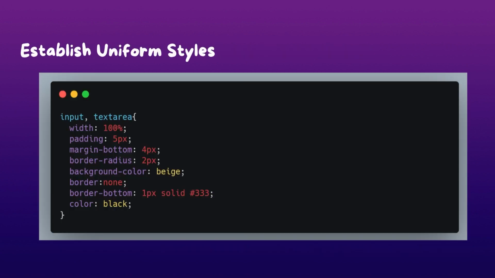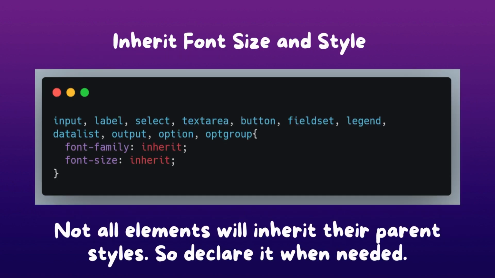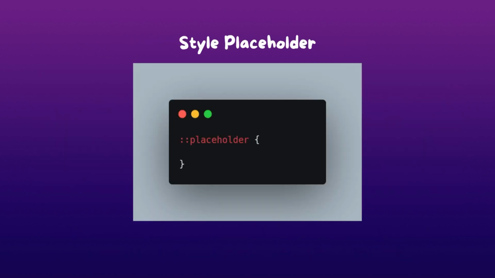Then you want to establish some uniform styles. Pretty simple to do. Just grab the elements that you need to be uniform and style them together and make sure they share it so that they look similar. When it comes to inheritance, some of your elements will inherit their parents' font size and font style. Some of them won't. Look out for that. And if you need to, make sure you specify that so your form continues to look good.